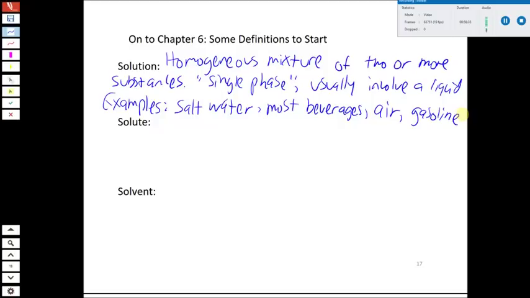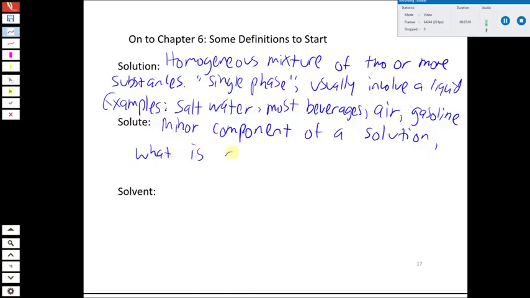Now, what we're going to talk about in this course is mostly aqueous solutions, and in this case, we have two components that are very easy to identify. You have solute and solvent. So the solute is conventionally what you would refer to as the minor component, and it is what's dissolved. It's the substance that is dissolved in the liquid. Okay? So if you make salt water, salt would be the solute. It's what you're dissolving into the water.